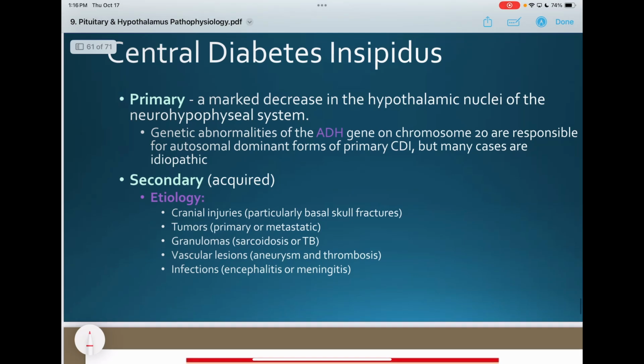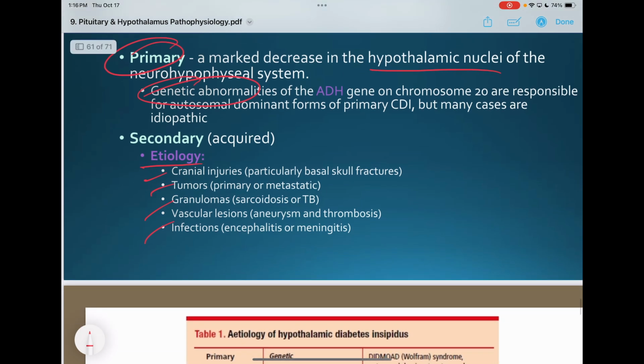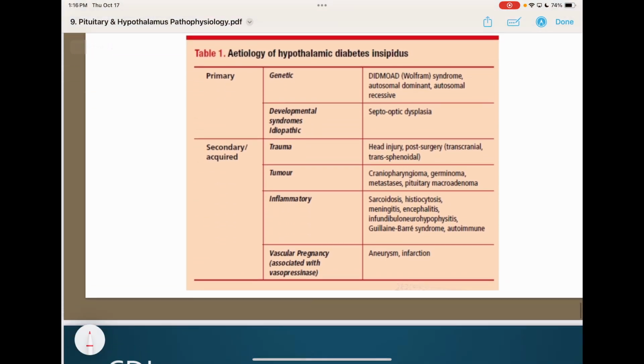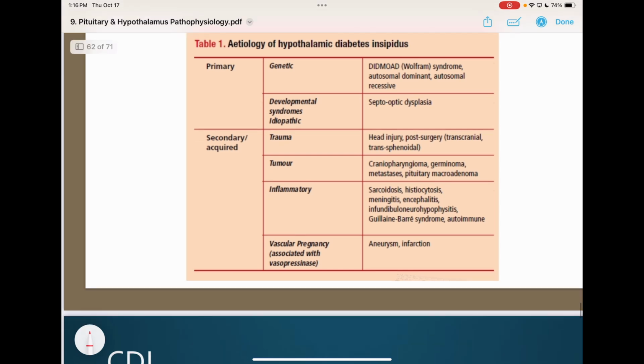Okay, primary, again, nuclei in the hypothalamus are under a lot of problems. Genetic is the big cause for this one. Your secondary or acquired causes are injuries, tumors, vascular lesions, and infections. Anything that causes problems in the brain, swelling of the brain, compression of structures, you'll have these issues. Or you could. That's why I always look for them. Here's just some more etiology ways to study if you want.